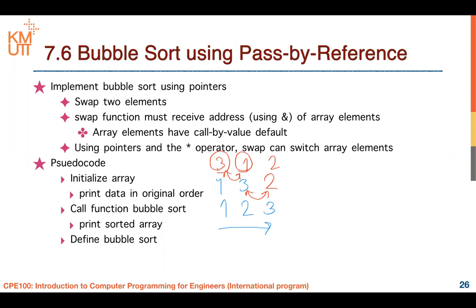Bubble sort checks two consecutive elements, and if the left is greater than the right value, they will be swapped. Okay, this is the way that bubble sort works. We'll talk about bubble sort again next semester, in the data structure course.